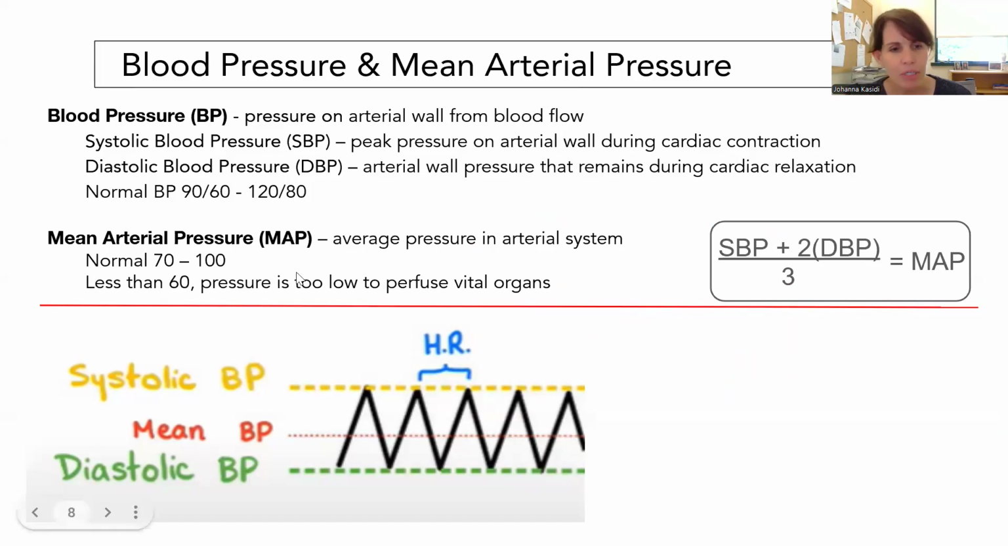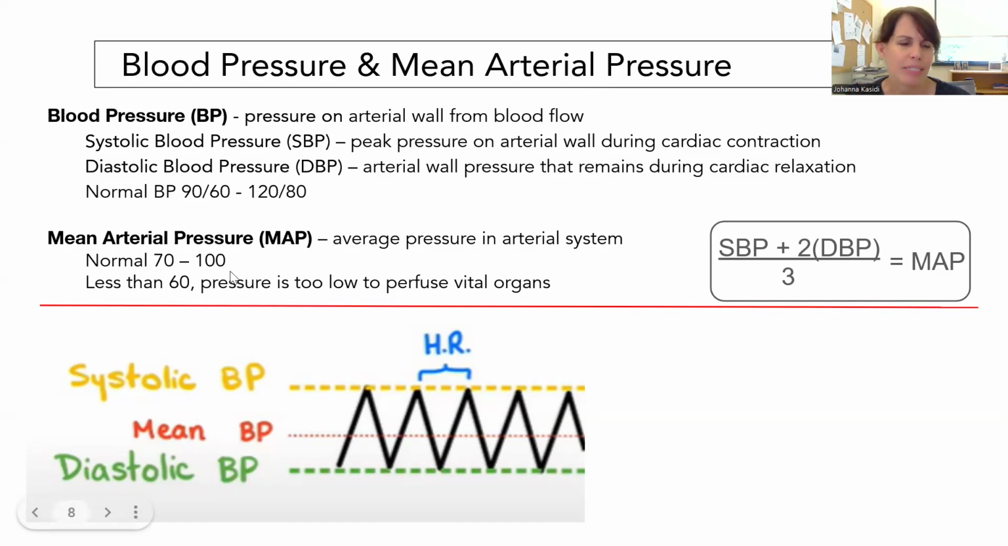The mean arterial pressure is the average of those two. Actually, I shouldn't say it's the average of those two, but it's the average pressure that is within your arterial system. And that's the mean arterial pressure. We also call it MAP. A normal MAP is 70 to 100.